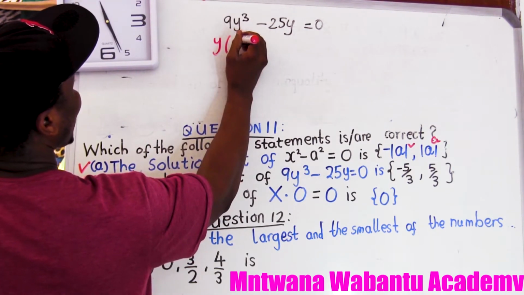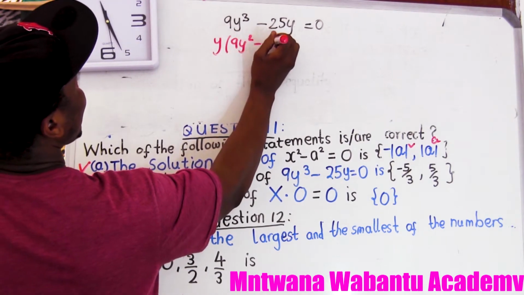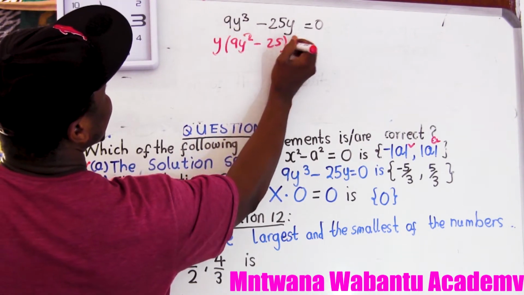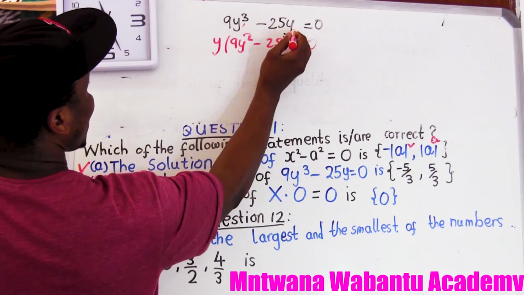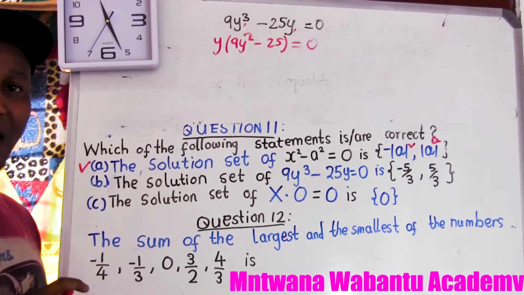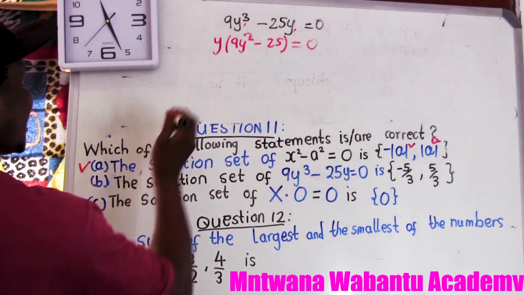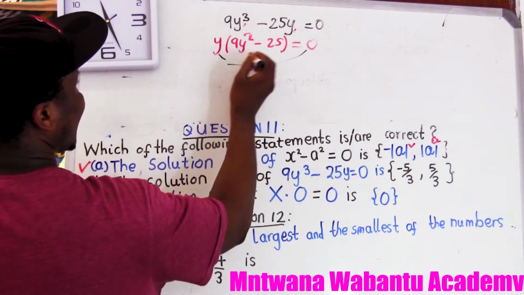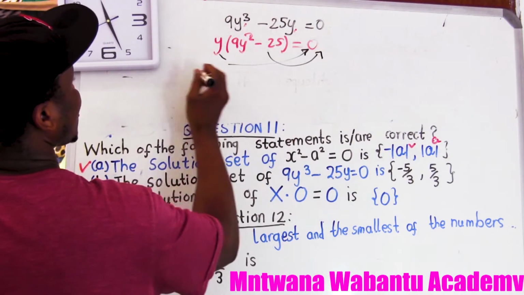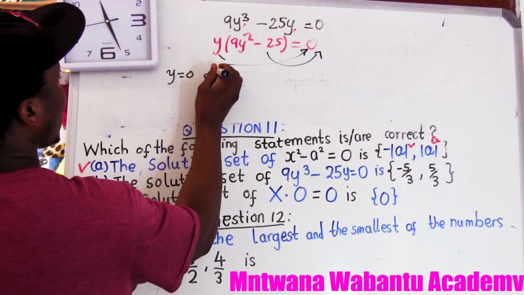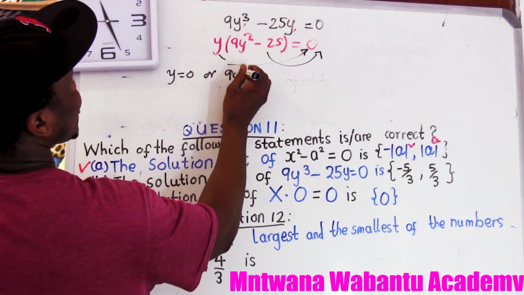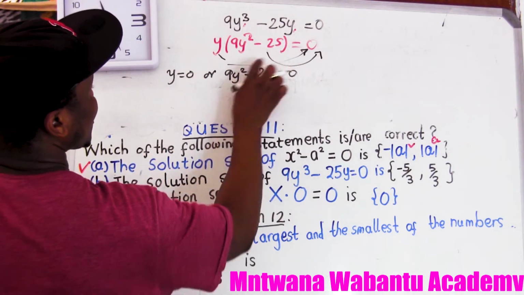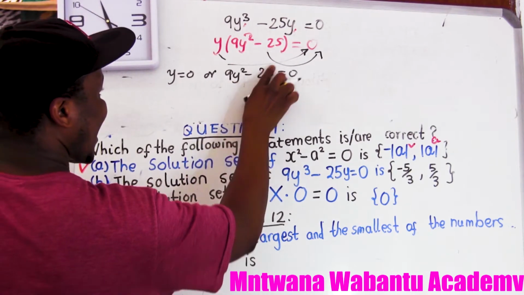If you factor out y, I'm left with 9y squared minus 25 equal to 0, because y is common. But for the number, we don't have any number which is common. So in that case, I'm going to say this equal to 0 and this equal to 0. So y equal to 0 or 9y squared minus 25 equal to 0. So this will become 9y squared equal to 25.